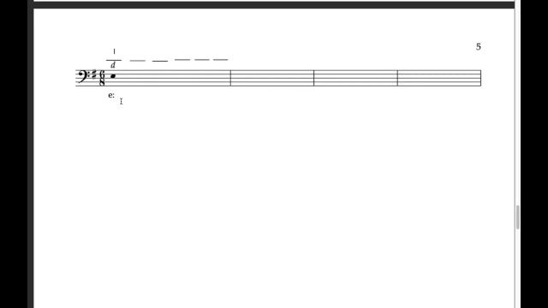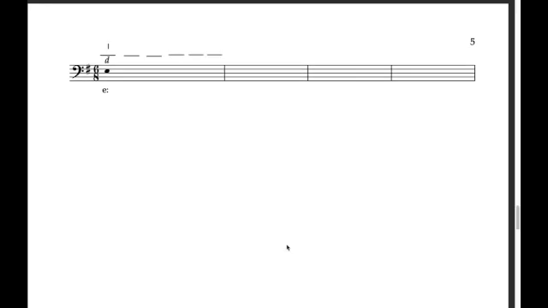Okay, so that was first hearing redux. Now here's for the actual second hearing of this. Go 1, 2, 3, 4, 5, 6. Okay, and the last hearing for this. 1, 2, 3, 4, 5, 6.